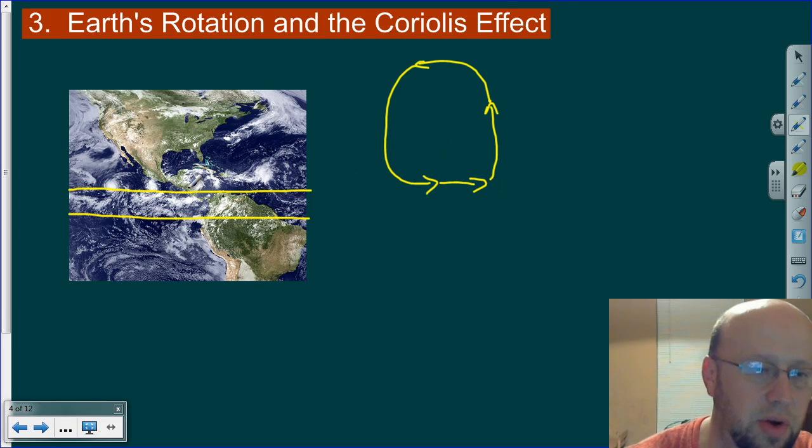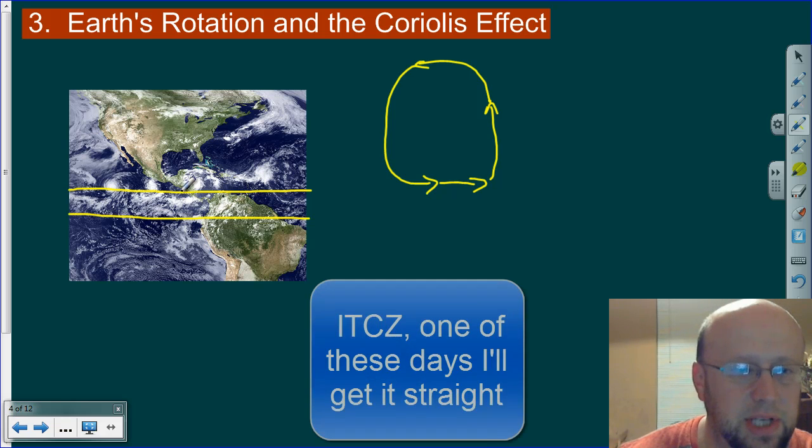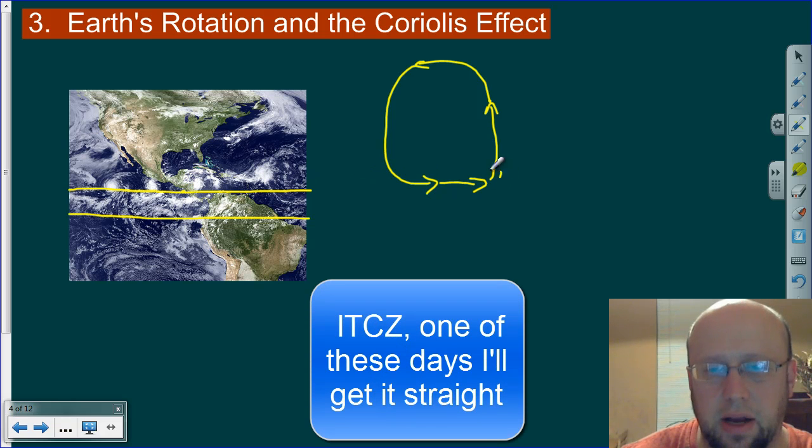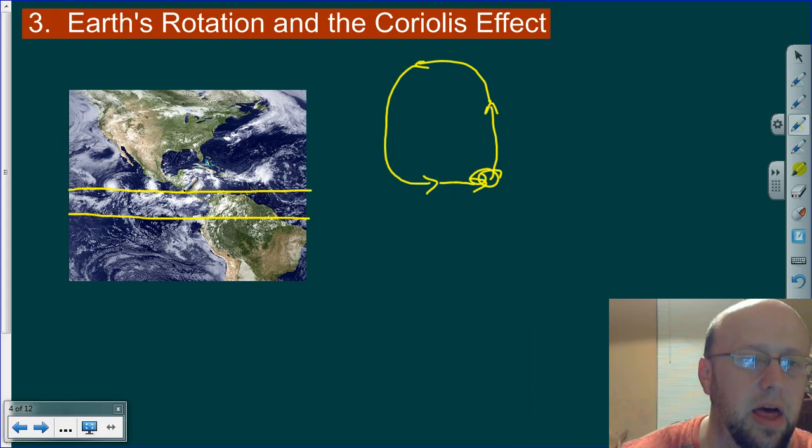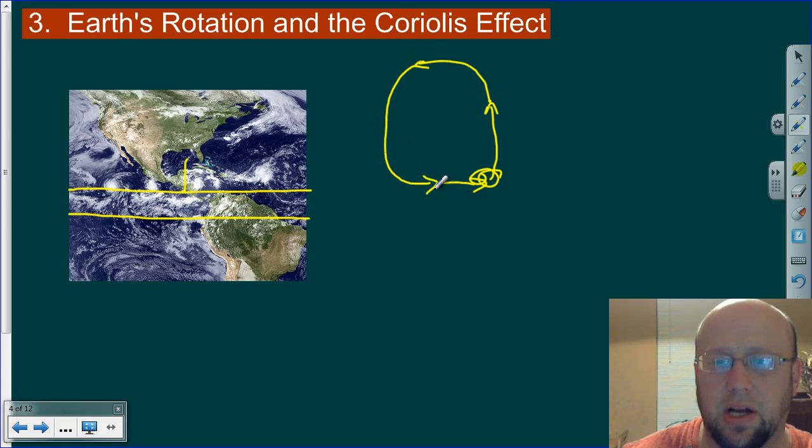And so, if you remember, what we said is that if the starting point of it heating up is at the ITCZ here, then that's going to rise up, right? I'm sorry, ITCZ. It's driving me crazy. So it should rise up, and then it's going to come back around this area.